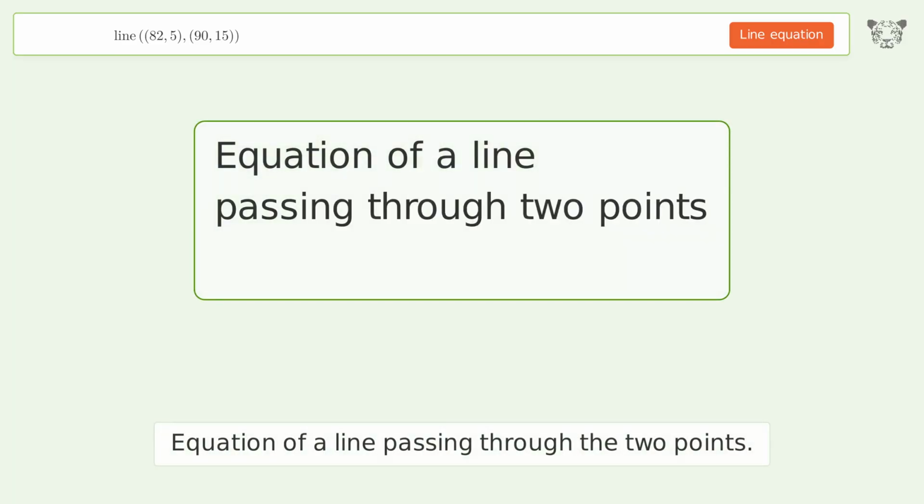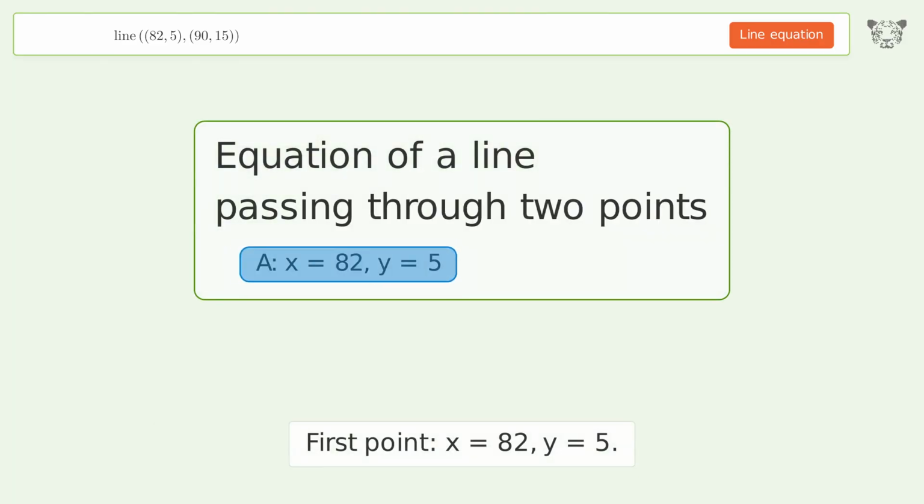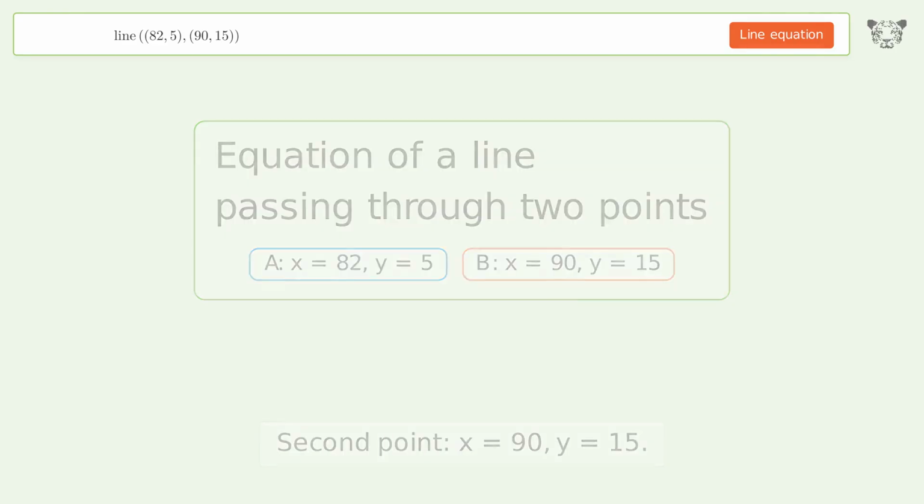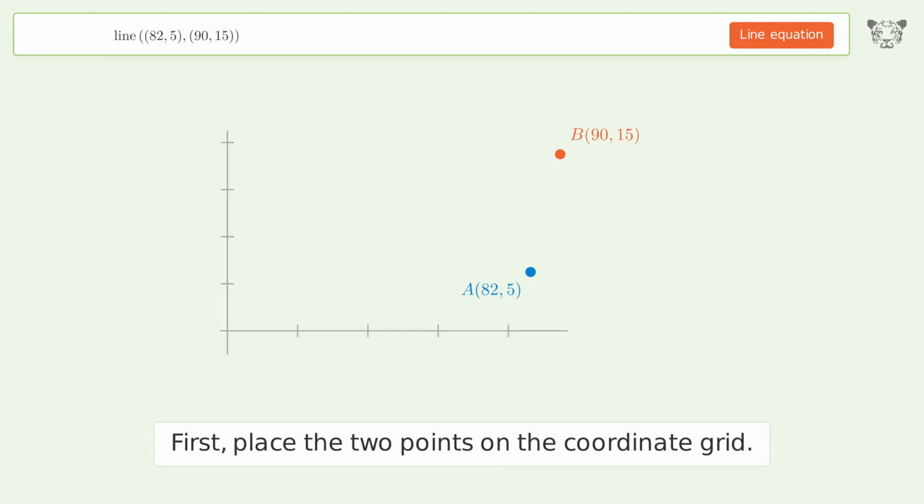Equation of a line passing through 2 points. The first point has x equals 82, and y equals 5. The second point has x equals 90, and y equals 15. First, place the 2 points on the coordinate grid.